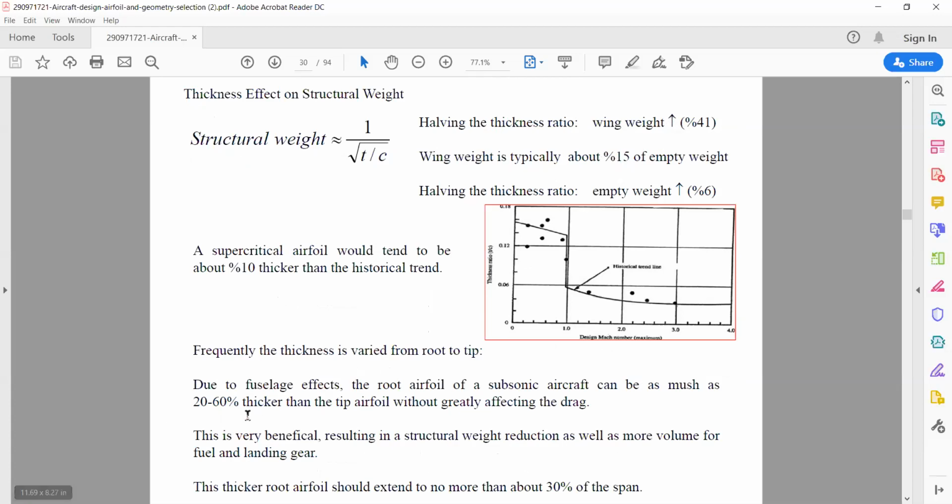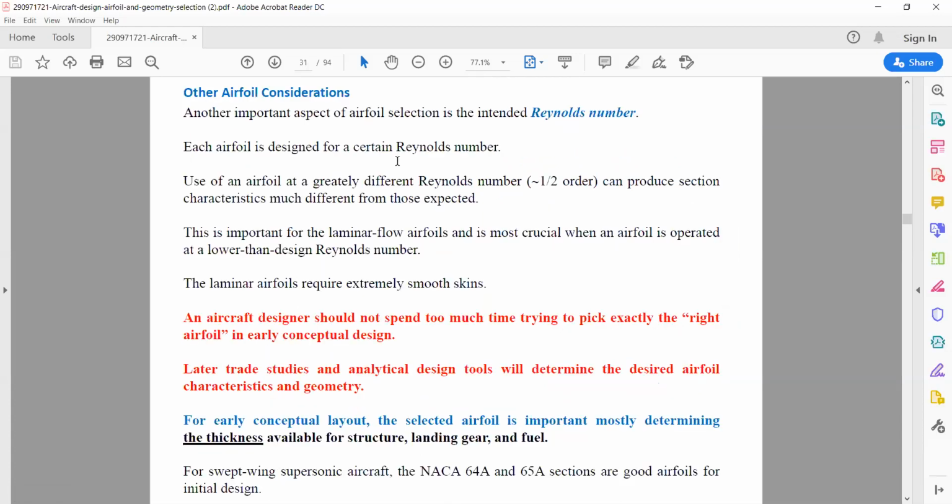Due to the fuselage effects, the root airfoil in subsonic aircraft can be as much as 20 to 60% thicker than the tip airfoil without greatly affecting the drag. This is very beneficial, resulting in structural weight reduction as well as more volume for fuel and landing gear. So always remember, structural weight is inversely proportional to the square root of T by C. Understood?